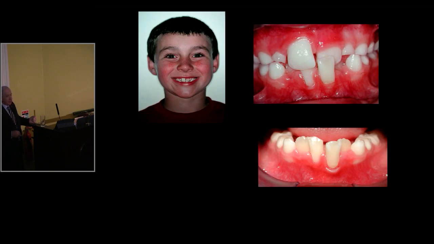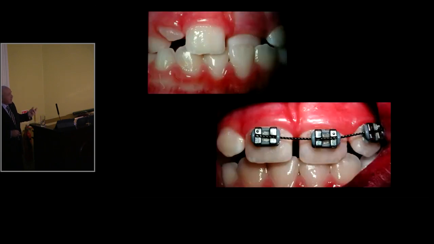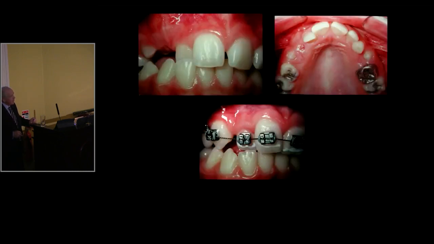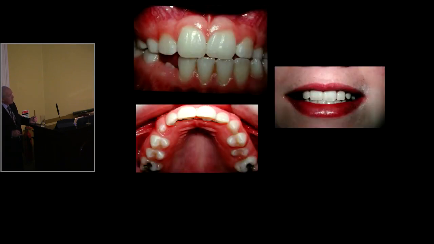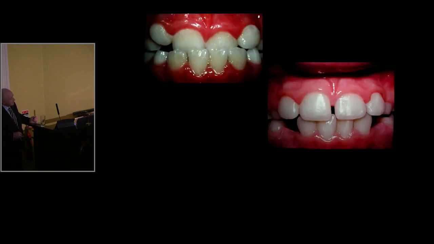What about anterior crossbite? Tell me the appliances that you can use for that. You can use a segmental appliance like this. In other words, 3 little brackets, twist a flex wire, move the tooth forward. And there's variations on that theme. This was one that was done with a Hawley appliance.